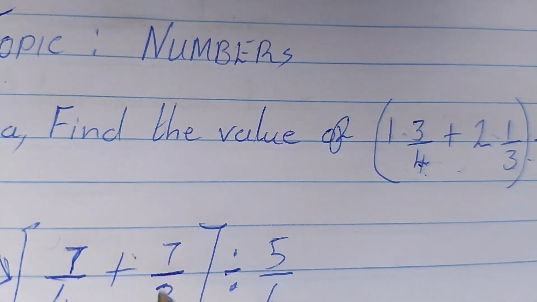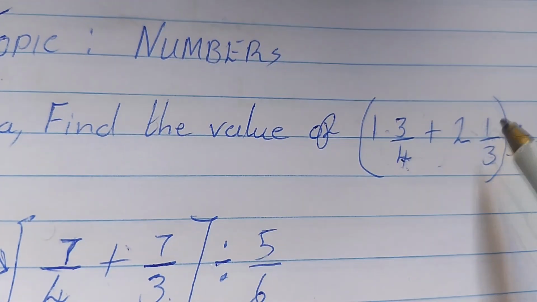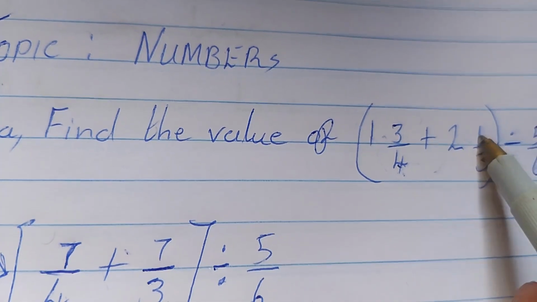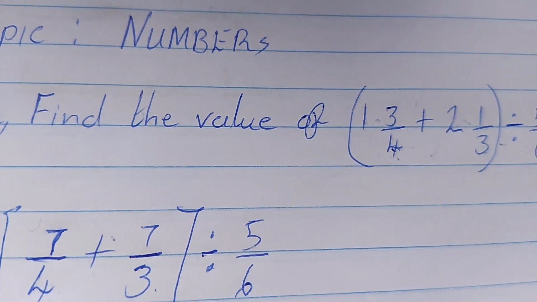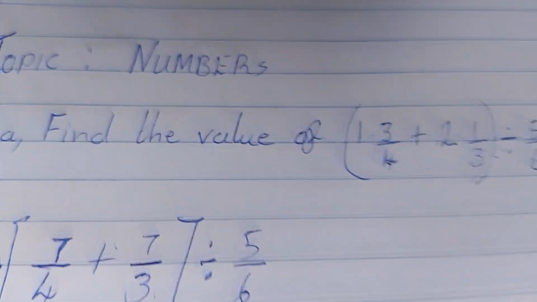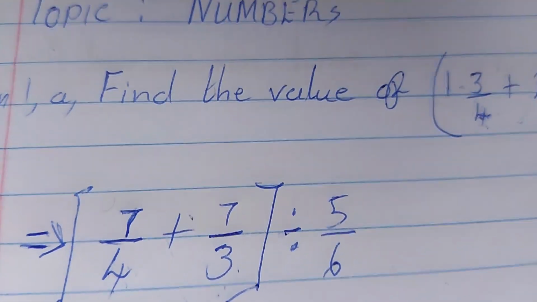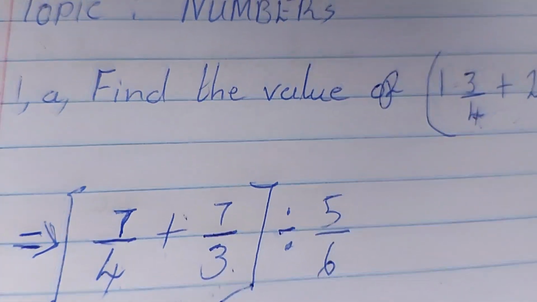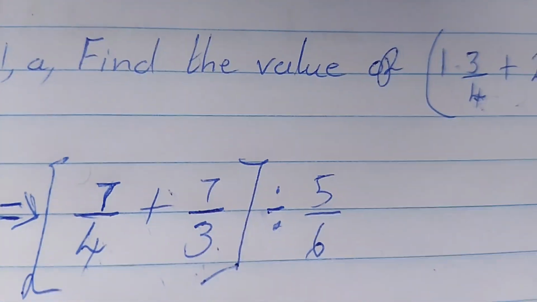Plus, we take the denominator again here, 3. Then 3 times 2, which is 6, 6 plus 1 is 7, which is 7/3. Close our brackets, divided by 5/6. So now, to deal with these fractions, we will have to add them. So how do we add them?